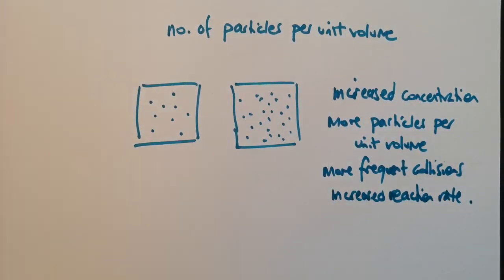So hopefully that explains how a change in surface area or a change in concentration or pressure can change the reaction rate. There are two more factors that we'll come across in the future. They are temperature and the presence of a catalyst, but they are, as I said earlier, more detailed explanations, so require a video of their own.